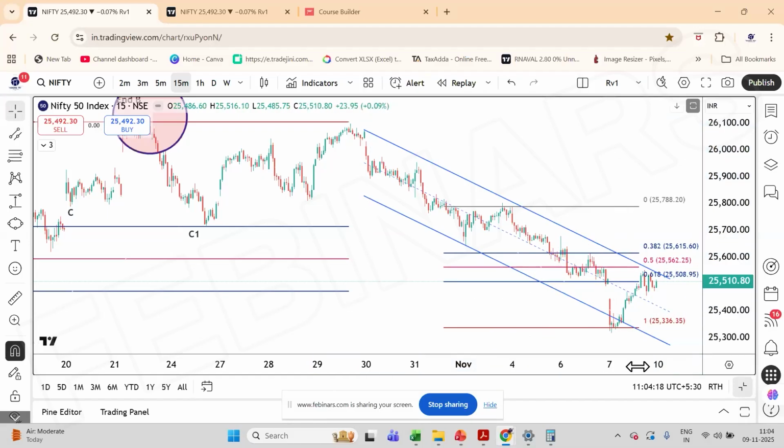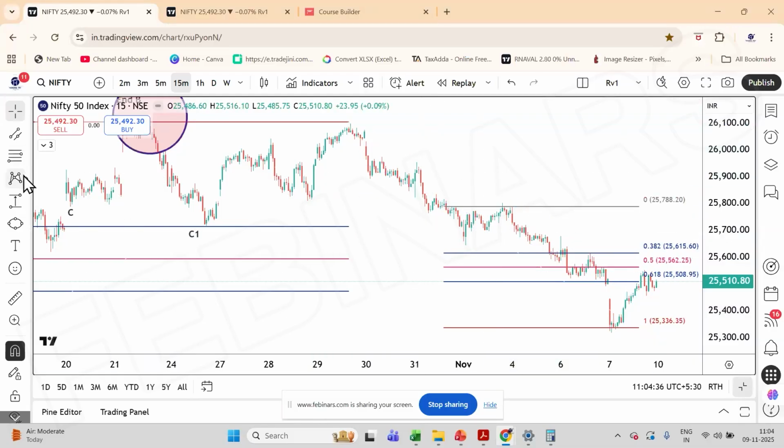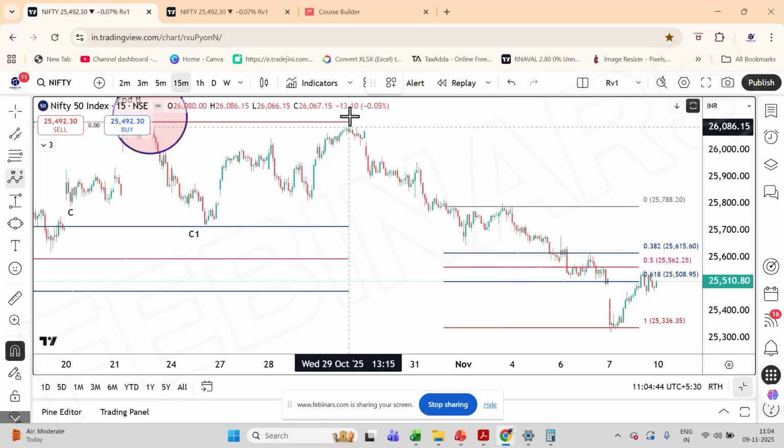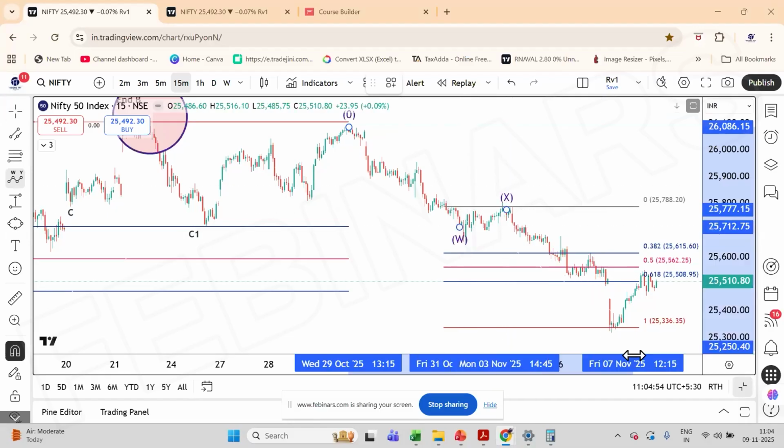See, a false break of a channel has occurred, then again it consolidated and is taking the trend up. Still we are in a downtrend, we are not out of the woods, but a reversal has occurred. Here, in a very simple manner, in Elliott wave terms, we also call it the principle of equality.